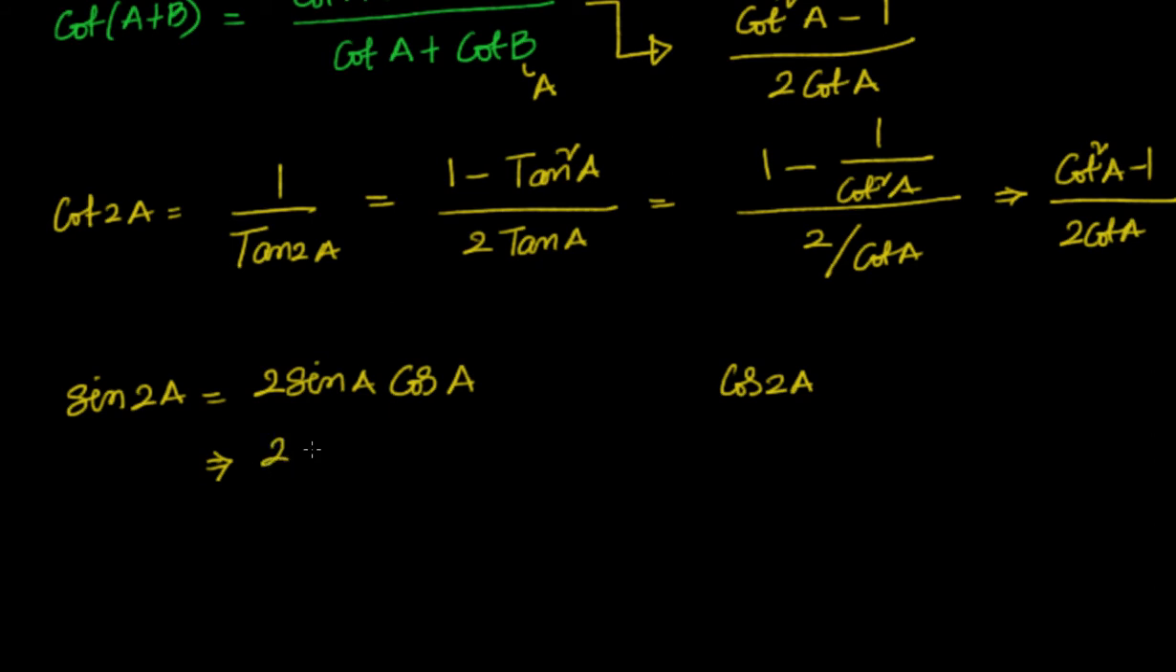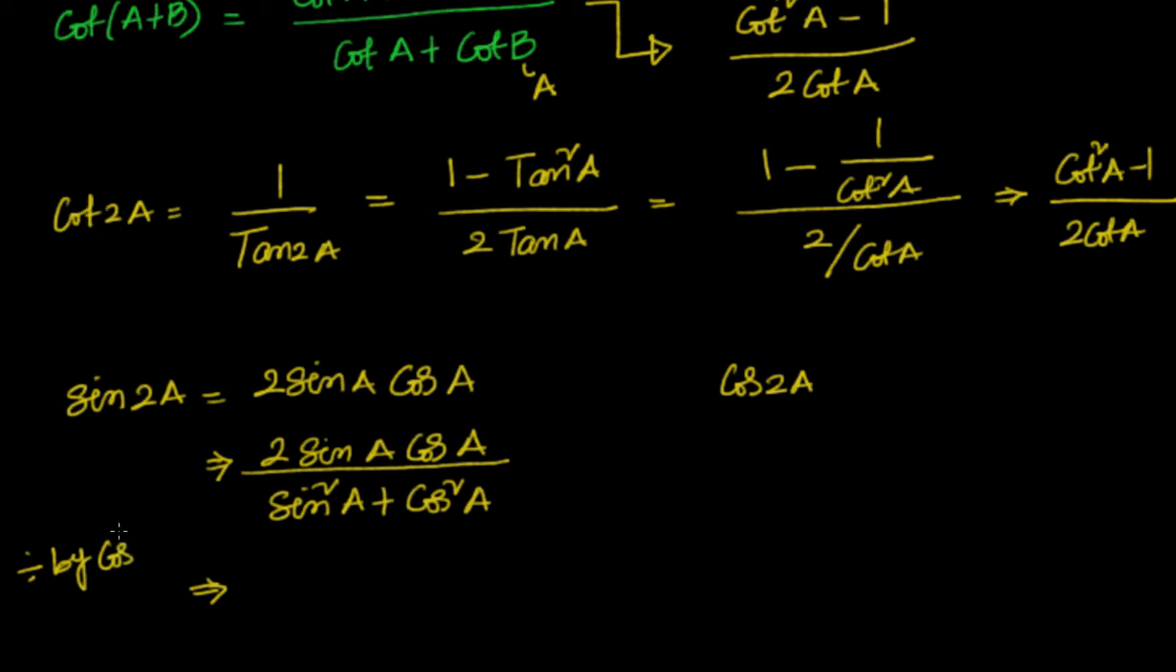So what I will do, I will write it as 2 sin A cos A divided by sine square A plus cos square A, because we know sine square A plus cos square A equal to 1. Now you know what I am trying to do, right? If I divide by cos square A, this becomes 1 plus tan square A, and the numerator becomes 2 tan A. So sin 2A is 2 tan A by 1 plus tan square A.